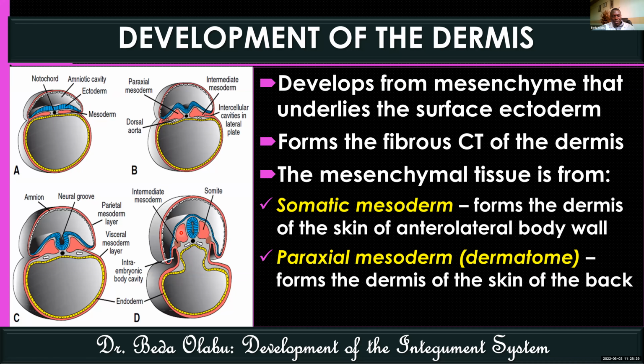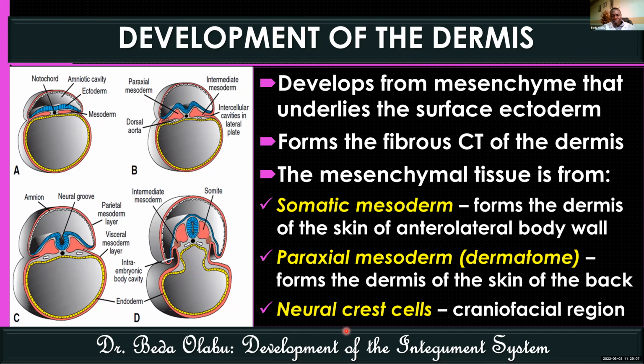We have myotome, which gives you skeletal musculature. We have sclerotome, which gives you the axial skeleton, and we have the dermatome, which gives you the dermis of the skin. Now the mesenchyme that comes from dermatome, or the mesenchyme that comes from paraxial mesoderm, will give you the dermis of the skin of the back. So basically the back skin comes from paraxial mesoderm.